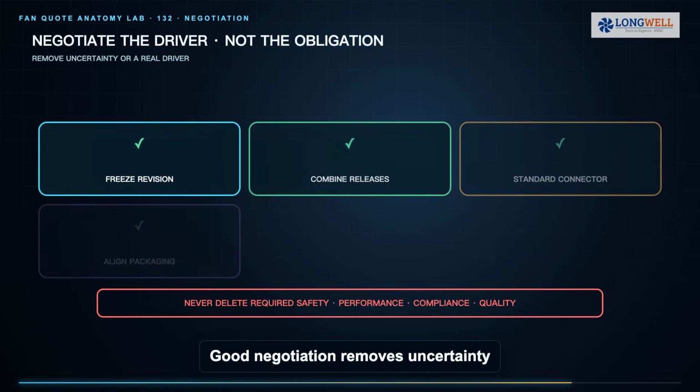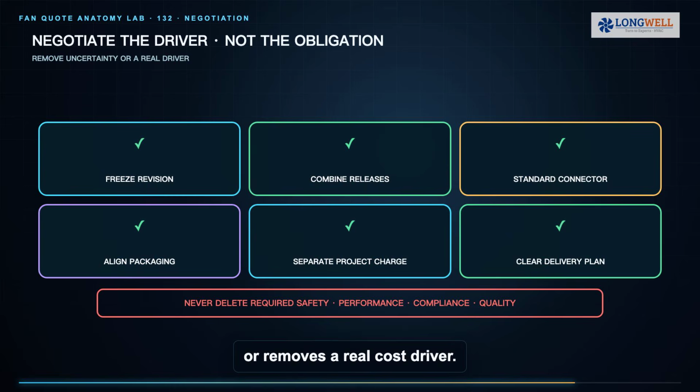Good negotiation removes uncertainty or removes a real cost driver. You might freeze the revision, combine forecasted releases, accept a standard connector, simplify a report, align packaging, separate project charges, or offer a clearer delivery schedule. Never delete a required safety, performance, compliance, or quality obligation merely to make the quote look cheaper. Ask the supplier to show what changes when a requirement changes, and keep the comparison coordinate fixed.